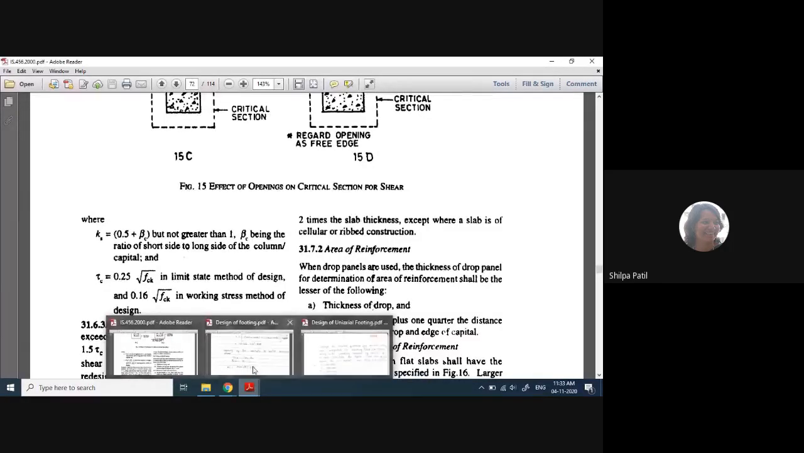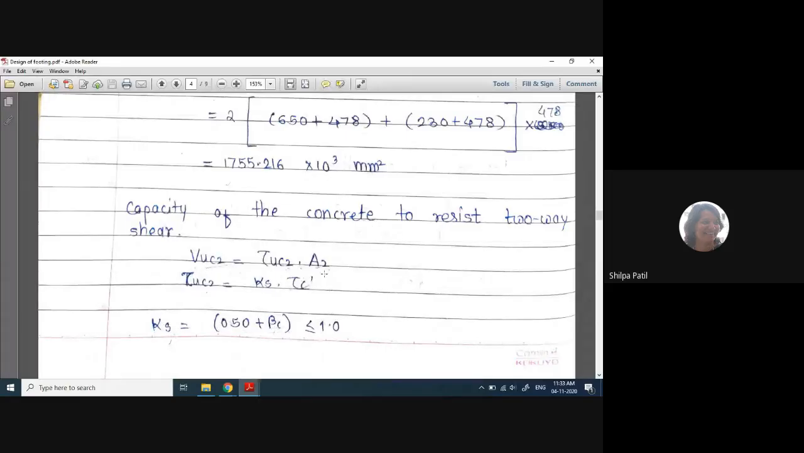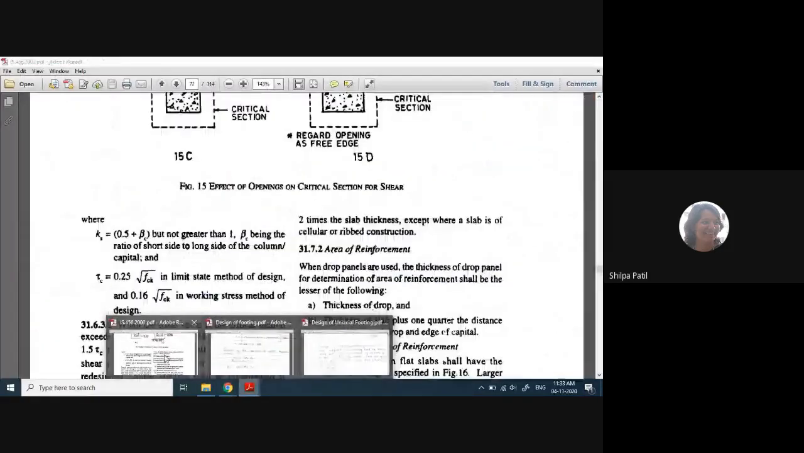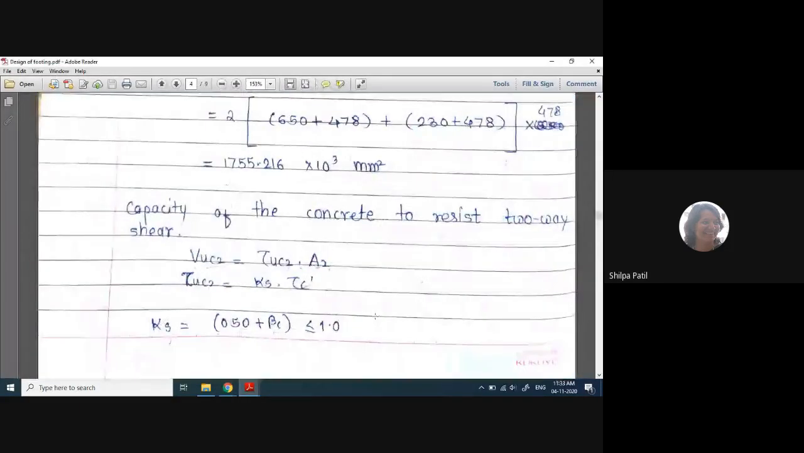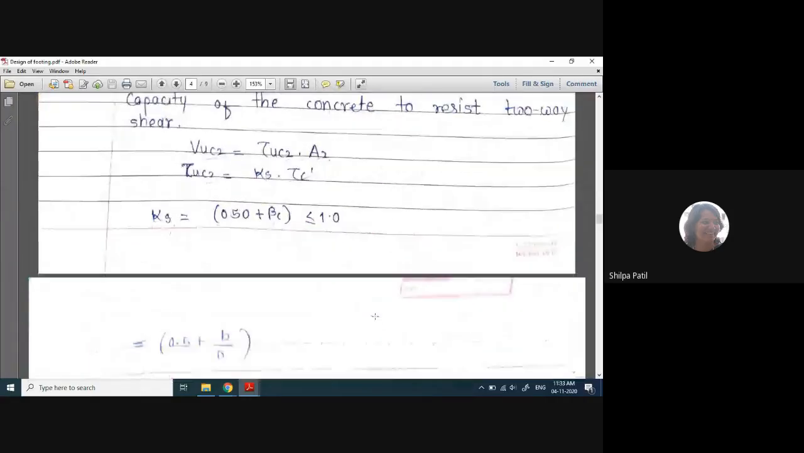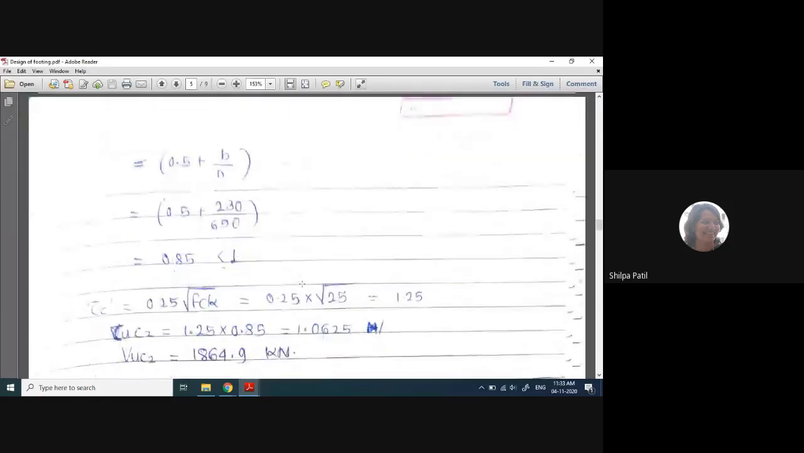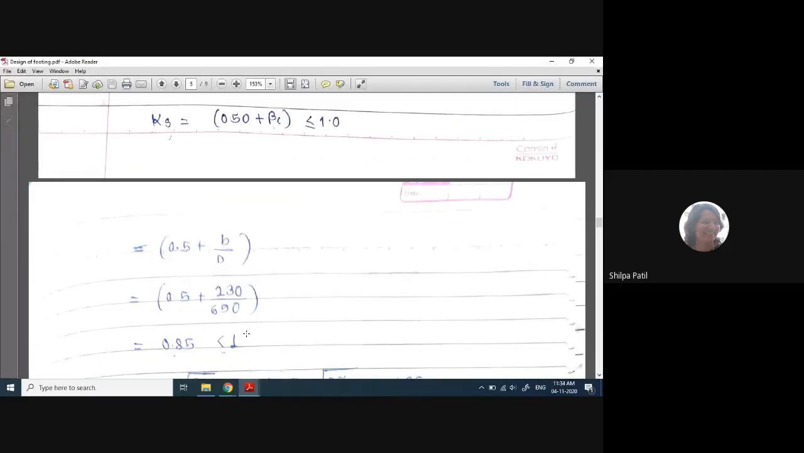So these values we have to use to find out VUC. The same formulas are used here. VUC2 is equal to tau UC2 into A2. Tau UC2 is calculated as Ks into tau C. Ks is 0.5 plus beta C, as given in the code, and this value should be less than 1. It should not be greater than 1. The beta C ratio is shorter to longer dimension of the column. So 230 by 650 values are put, and the value is coming as 0.85. This is the value of Ks, and this value is less than 1, so whatever value we are getting, we have to adopt.